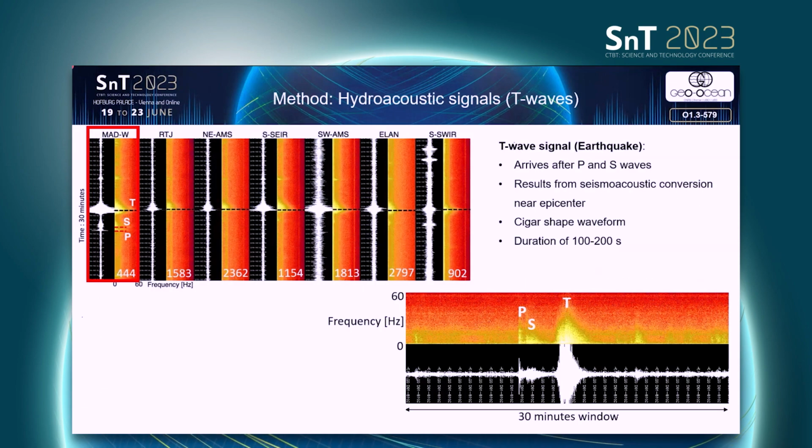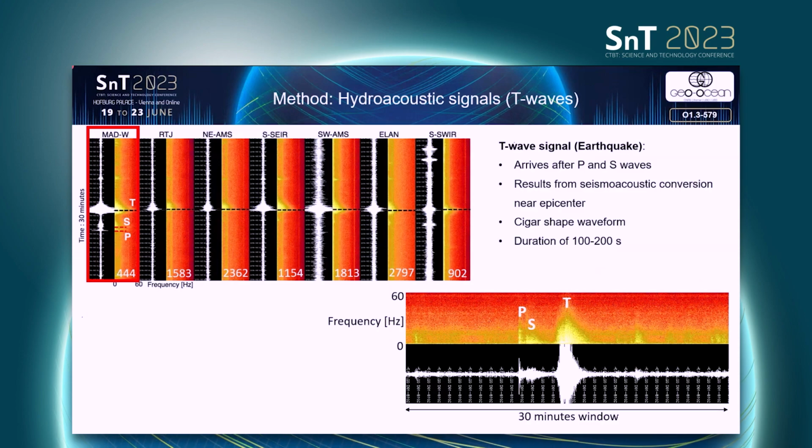Based on the hydrophone network, here I show one example of a T wave recorded on the different hydrophones. The bottom right figure shows the enlarged view of the first channel, in a 30 minute window with the range of 0 to 60 hertz. We can clearly distinguish between the P, S, and the T waves, T for the hydroacoustic T waves. But as we see in the first figure, these P and S seismic waves don't travel over the longer distance with respect to their attenuation.